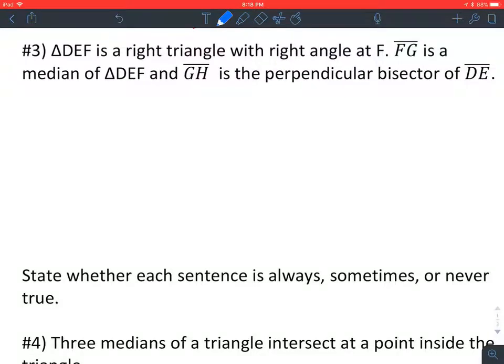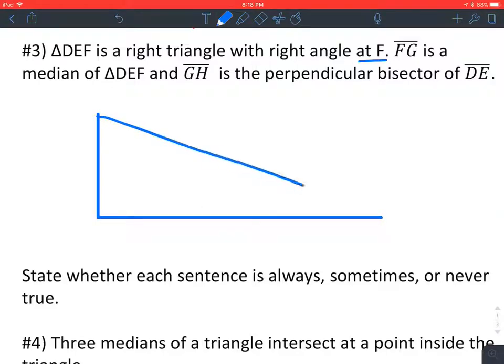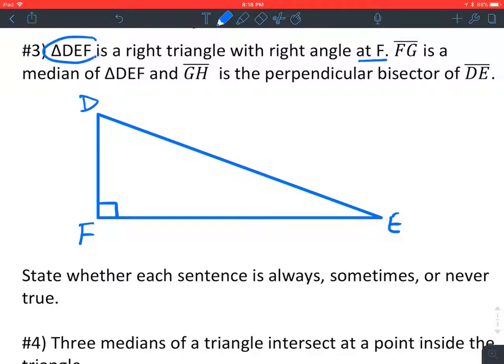Number three. Triangle DEF is a right triangle with a right angle at F. So let me draw a right triangle. Doesn't matter how you draw it as long as you have a right angle. This one does not have a right angle until I put it in. It says that that right angle is F, which means these other letters are D and E. I'm getting all three of those letters in here, with specifically F being the right angle.